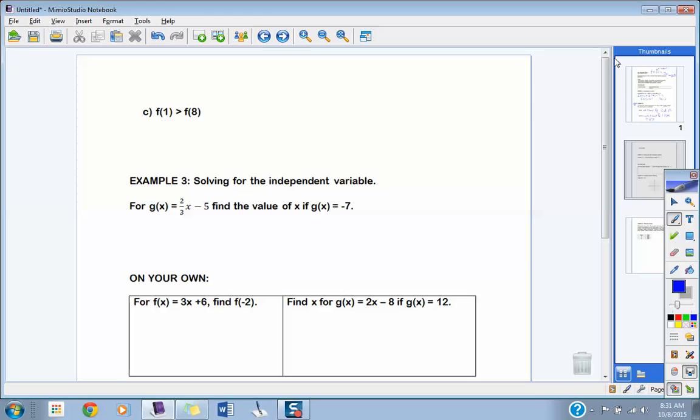Excellent. What do we say about the last one then? f of 1 greater than f of 8. What did f of 1 represent? Temp at 11, 1 hour after 10, right? Warmer or colder? It says greater than here. Warmer or colder? It is warmer.